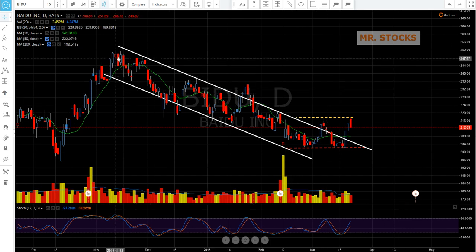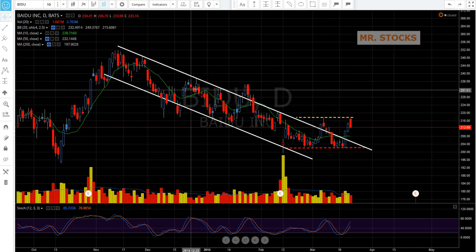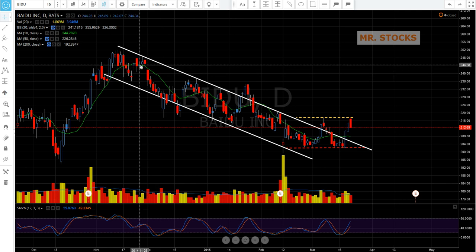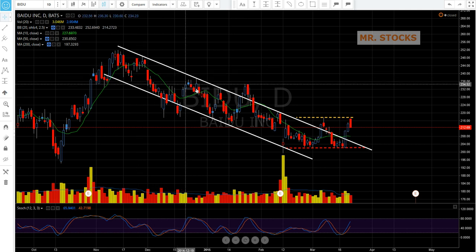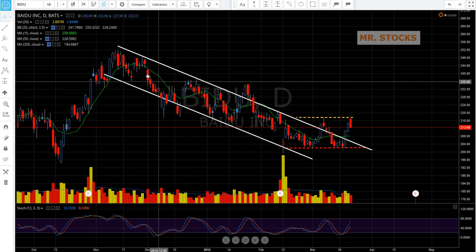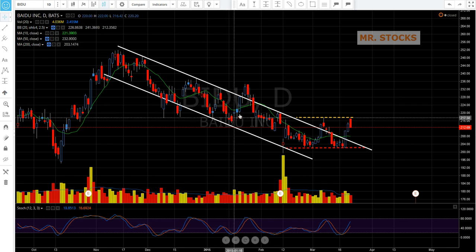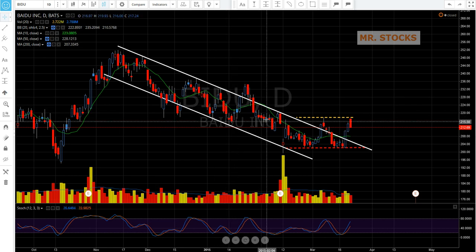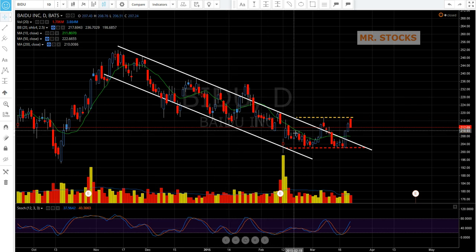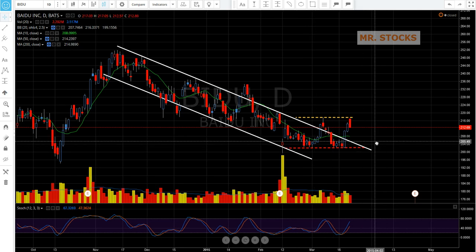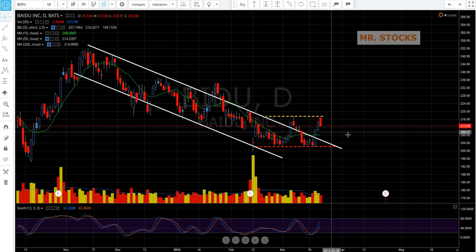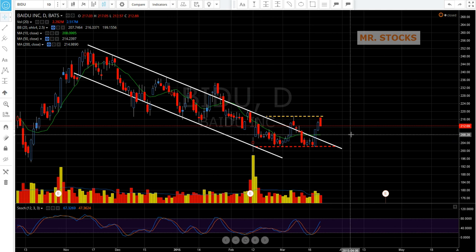The only thing I don't like is the fact that it's kind of been wobbly around the 10-day. It hasn't been like a nice orderly pullback along the 10-day. It just means the stock is a wild stock. It can fake you out. So you'd have to have a lot of guts to hold this stock, because it can probably shake you out much faster than you think.